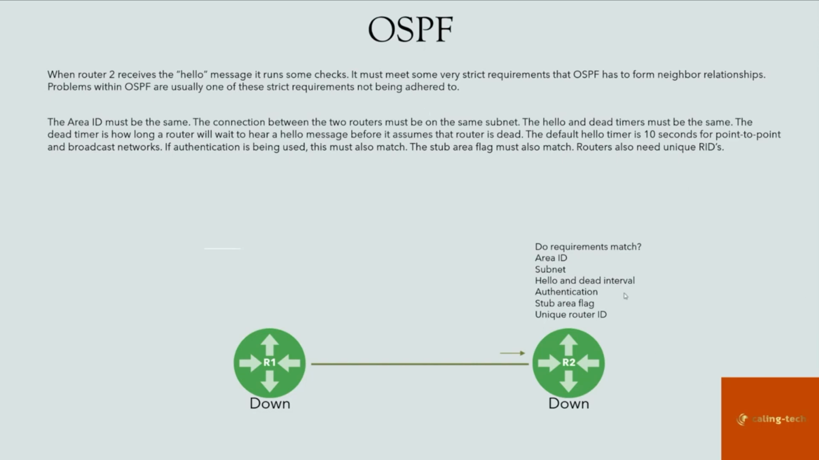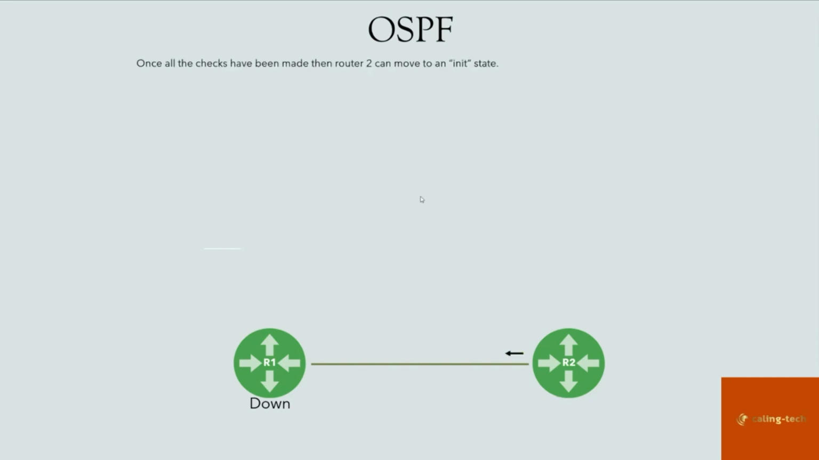Okay, so the authentication must be the same if we're utilizing passwords for this neighborship relationship to occur. And the stub area flag must match, and the routers also require unique router IDs. Once all the checks have been made and they're okay, router 2 can move to an init state.